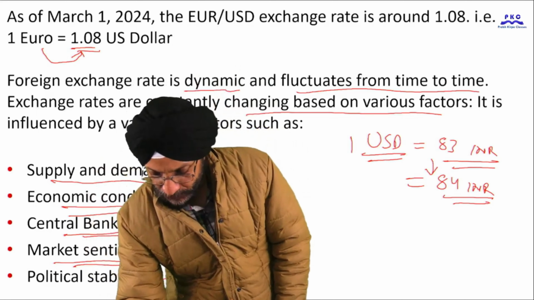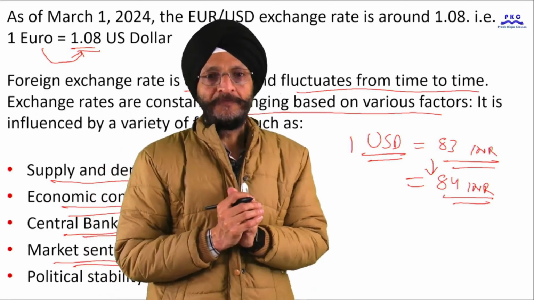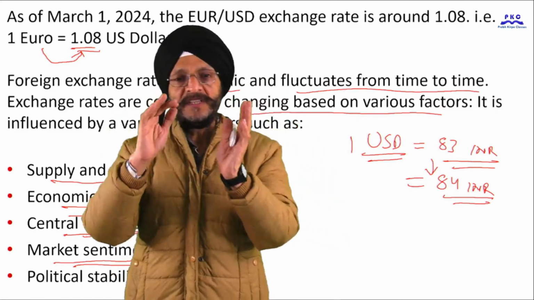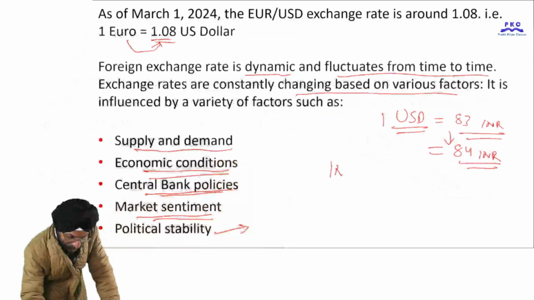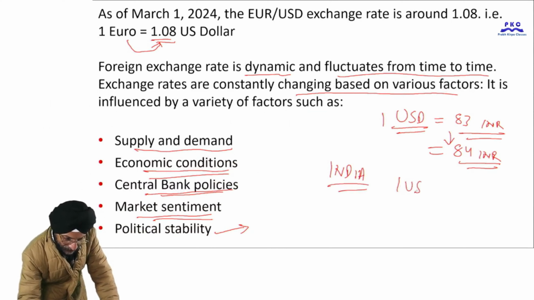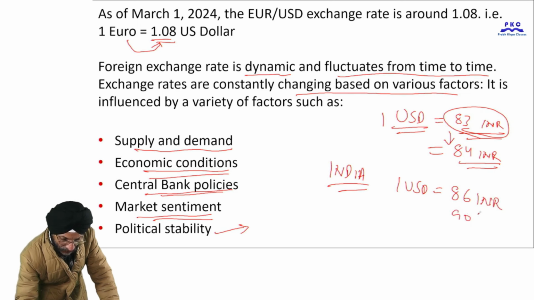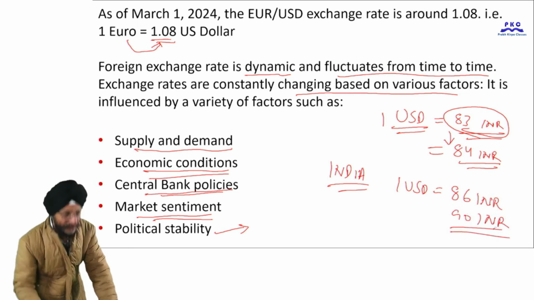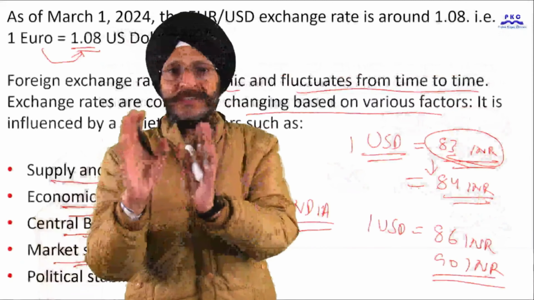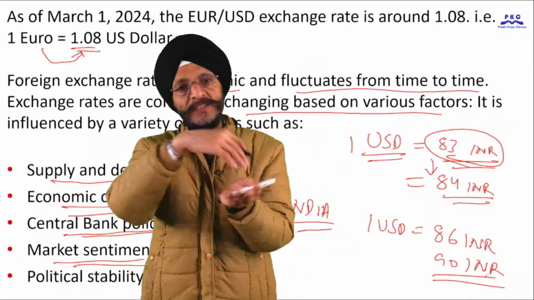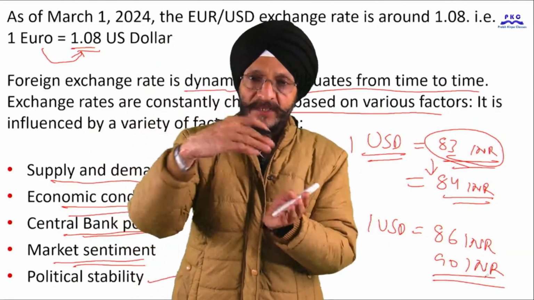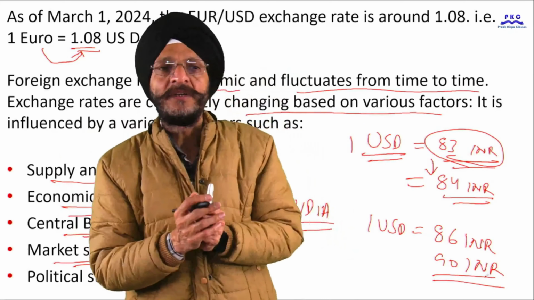If there is political instability in the country, suppose in India, then what will happen? It may be possible that the value of Indian currency may fall up to say 86 or 90. We are here just taking the example of US dollar and Indian rupee. It can be in comparison to other currencies as well, in comparison to euro, in comparison to ruble, etc.